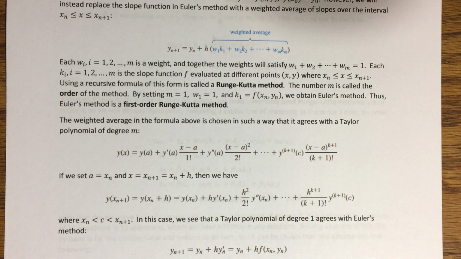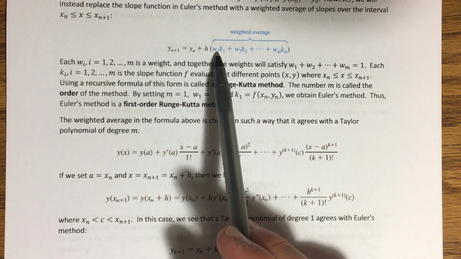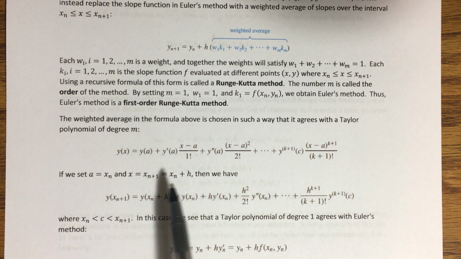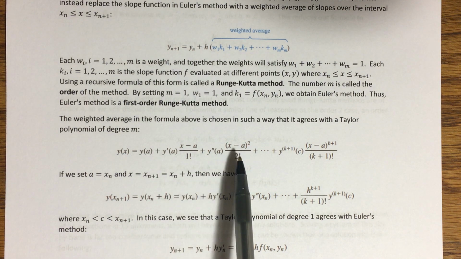And by using that, we can put a specific upper bound on our error. That allows us to understand how accurate this method will be with a lot more certainty than if we didn't have this. So that's another necessary thing. We need to make sure that this weighted average right here agrees with a Taylor polynomial of degree m.